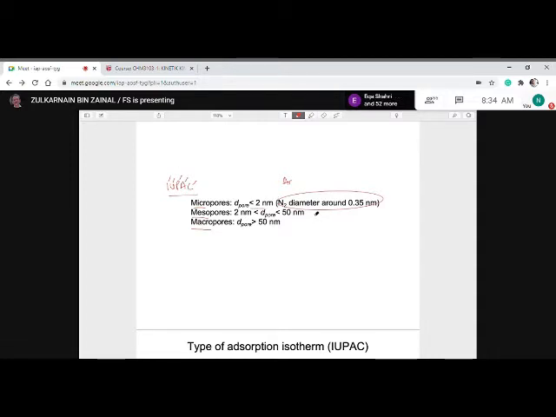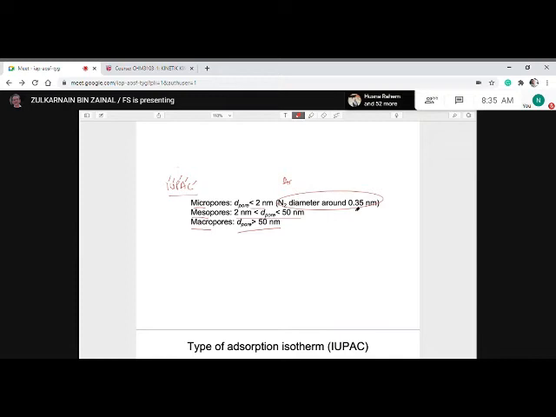So if the material has pores less than 2 nanometers, it is micropore. If it is between 2 nanometers to 50 nanometers, it's classified as mesopore, meso. And if it's more than 50 nanometers, it is macropore. So macro. So normally we will see macropores, very big pores. We're not able to see mesopores and micropores.